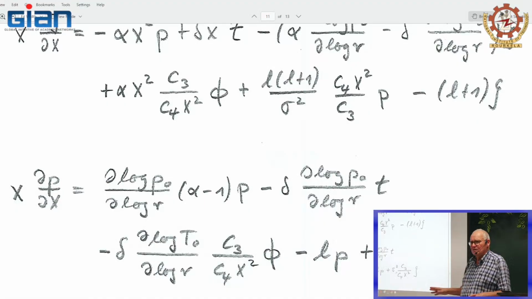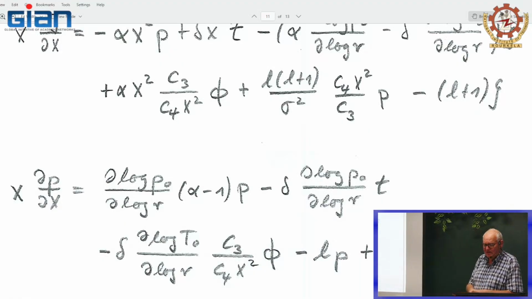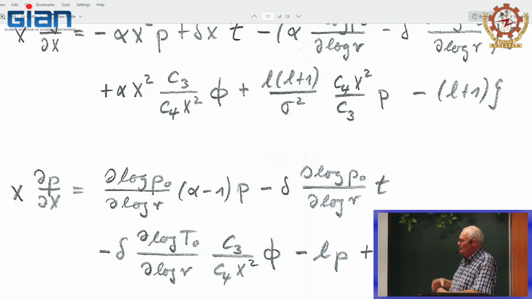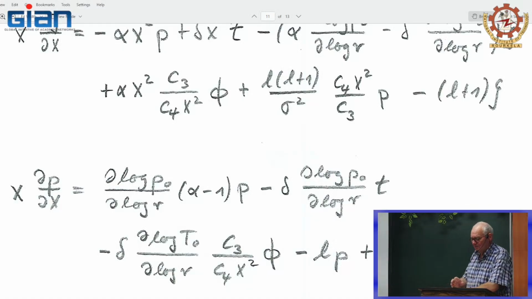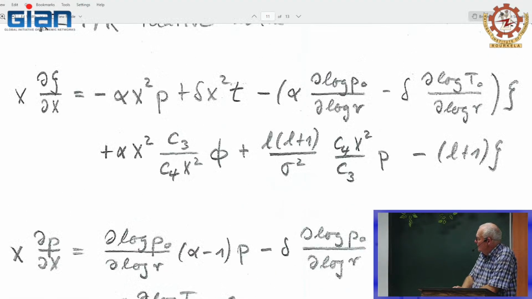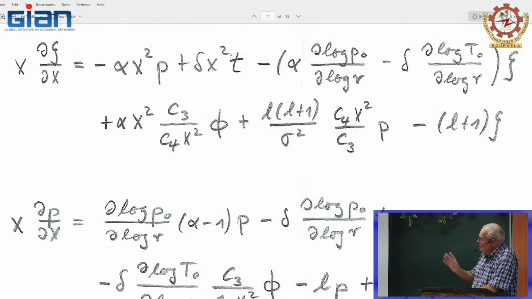It's a rather technical point, and most of these transformations are necessary or are motivated simply by a convenient numerical treatment. But the physics is not much different from that of the radial perturbation equations, apart from the occurrence of the harmonic degree as a new parameter. Okay, so this is mass conservation, the final result.